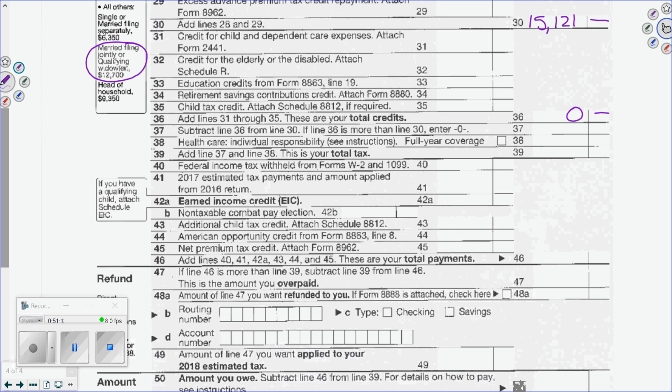37, subtract line 36 from 30. Easy for us. 15,121. 38, healthcare, individual responsibility. We're not talking about that. We're assuming you're all covered underneath your employer. Add line 37 and 38. I told you a lot of these you'll be repeating the same numbers.